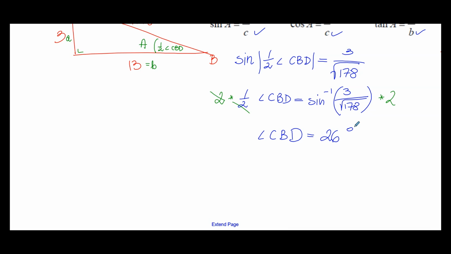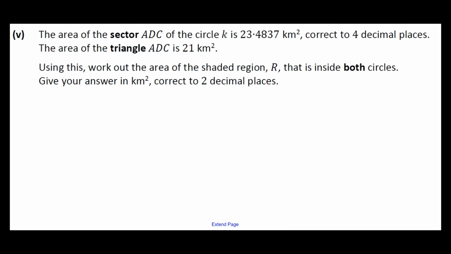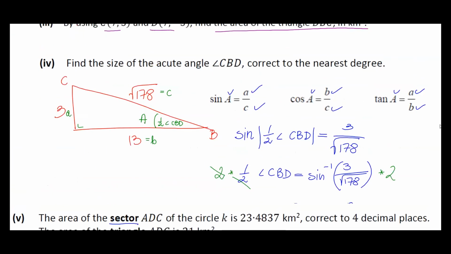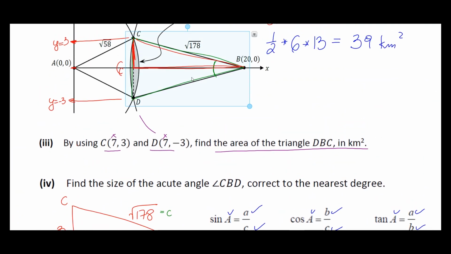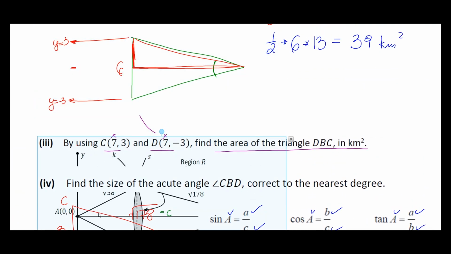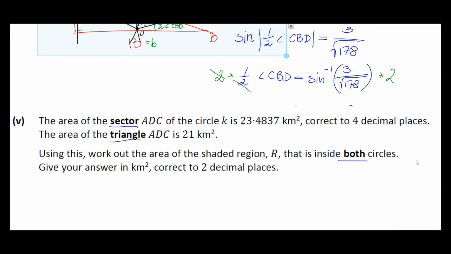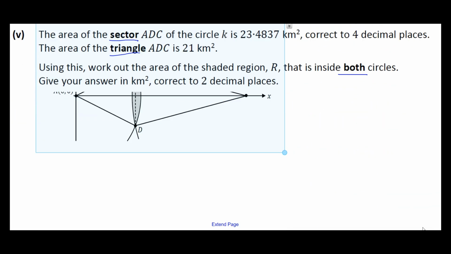Okay, let's have a look at the last part of this question. So the area of the sector ADC of the circle K is 23.4837, correct to 4 decimal places. The area of triangle ADC is 21. And look at that. What are they making bold? They are saying sector, triangle bold. Using these, work out the area of the shaded region, that is, and again, they are making bold inside both circles. Okay, let's get the drawing so that we can do a plan.